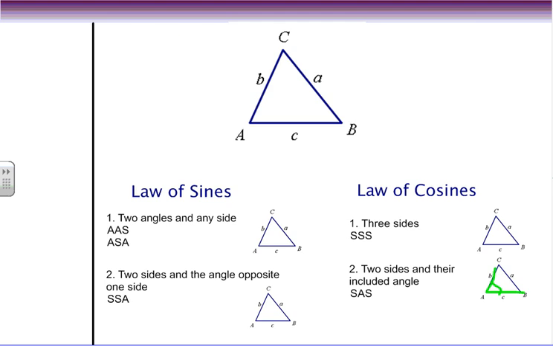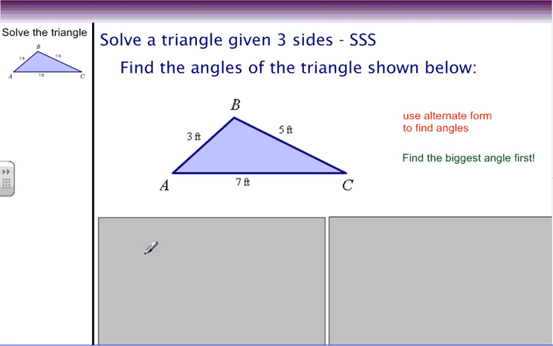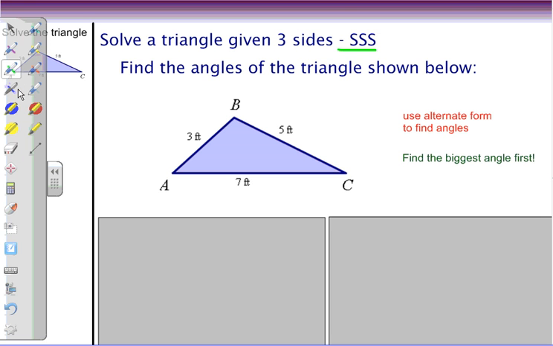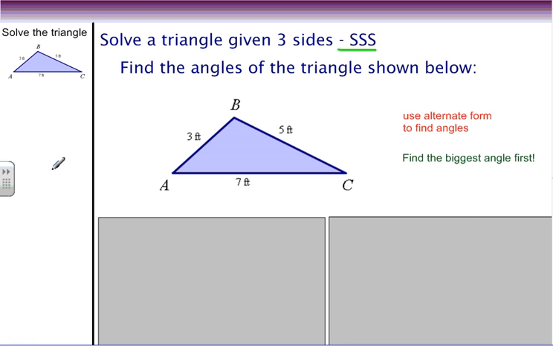Okay. So example number one, let's solve the triangle given three sides. So we know three sides of the triangle. Let's say we know that those sides are 3 feet, 5 feet, and 7 feet. When we're given three sides, we're going to use the alternate form of the law of cosines. And I want you to find the biggest angle first.